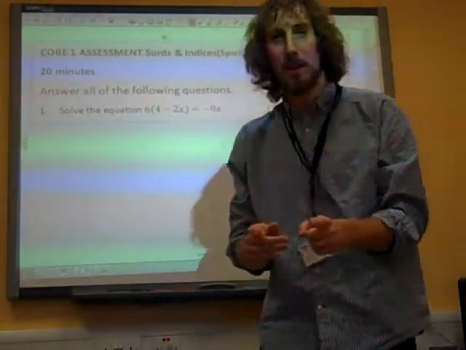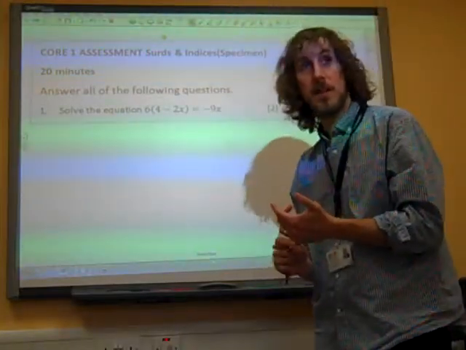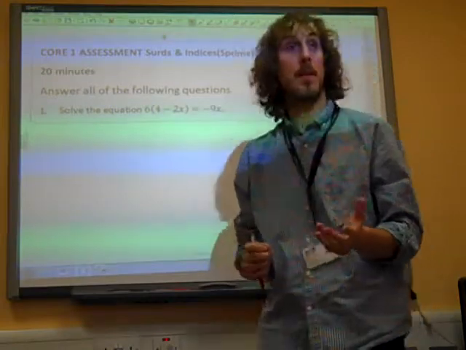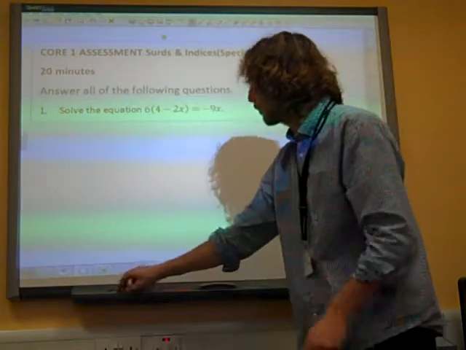Okay, so just a very quick look at this week's AS homework. We're basing it on Surds and Indices, but a little bit of earlier algebra stuff in there as well. This one, that's question 1, solve the equation.